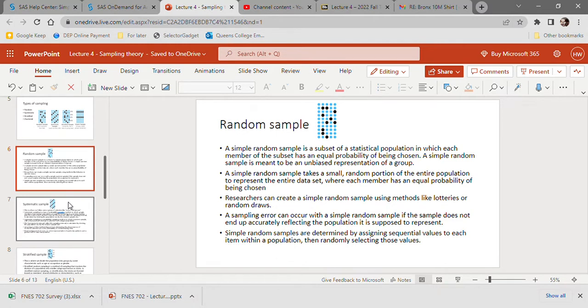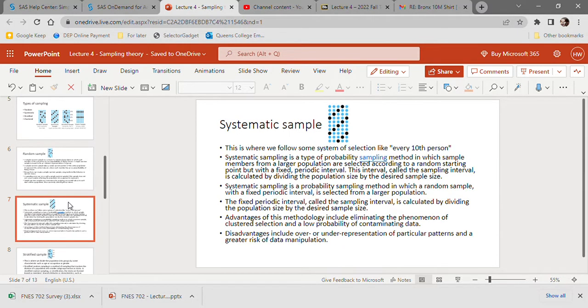So the next type of sampling is systematic sampling. This is where we follow a simple system of selection, like every 10th person.